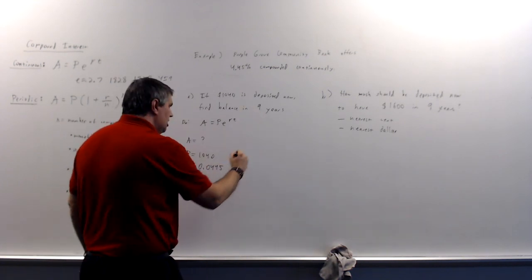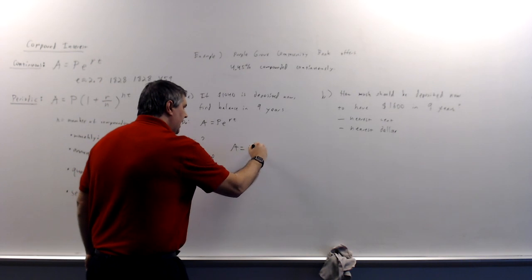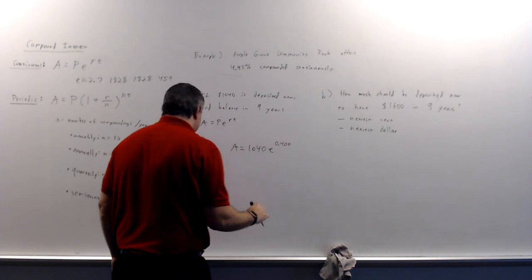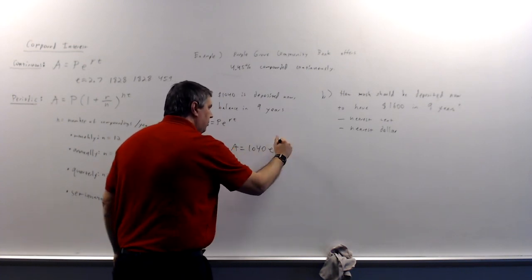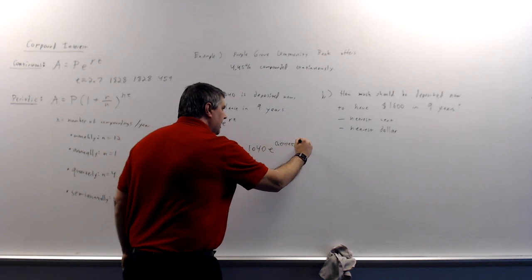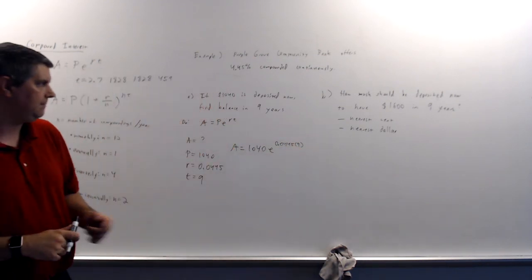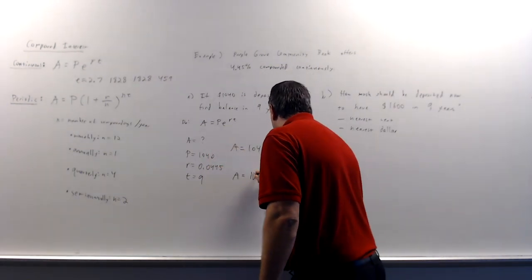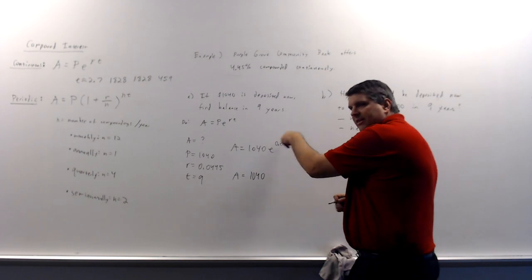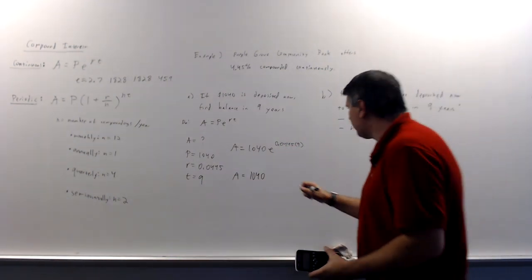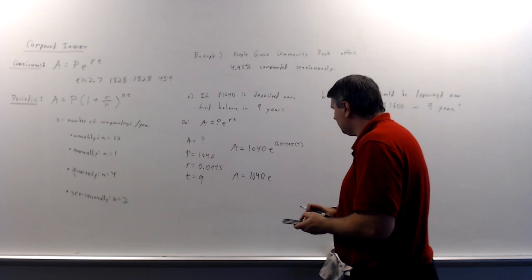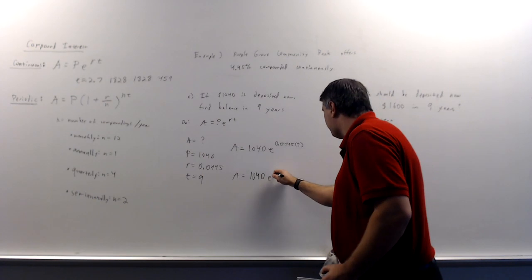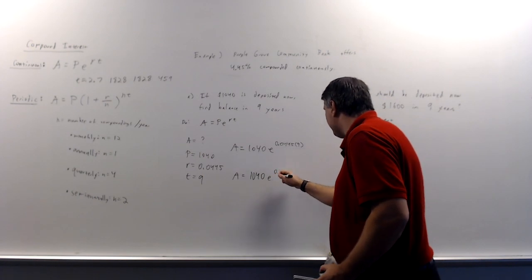So A equals 1,040 times E to the 0.0445 times 9th power. Okay? Every calculator handles this differently. So what I would recommend you do is multiply this out. Okay? So leave the E, 0.0445 times 9 is 0.4005.